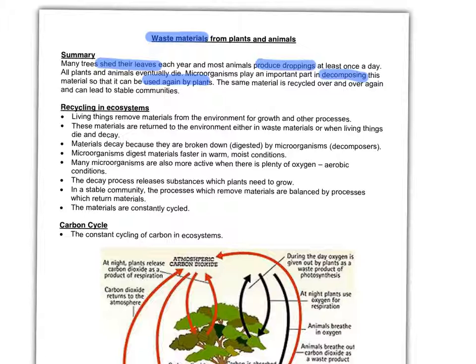Materials can be returned to the environment as waste materials or when living things die and they decay. Materials will decay because they are broken down or digested by microorganisms known as decomposers, and this will happen much faster in warm, moist conditions. It will also happen faster when there is plenty of oxygen, so this is aerobic conditions where oxygen is available and the microorganisms can be more active.